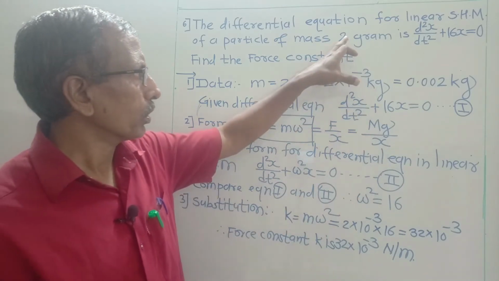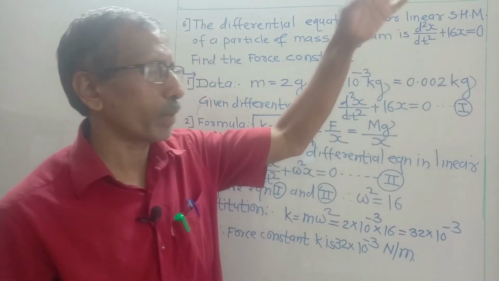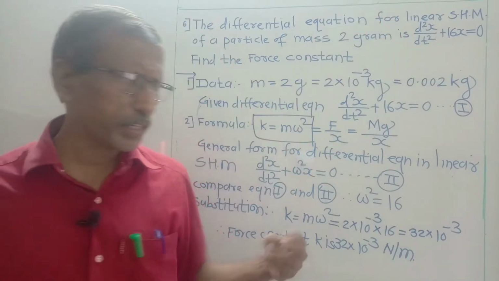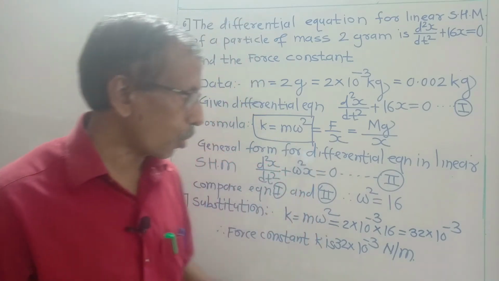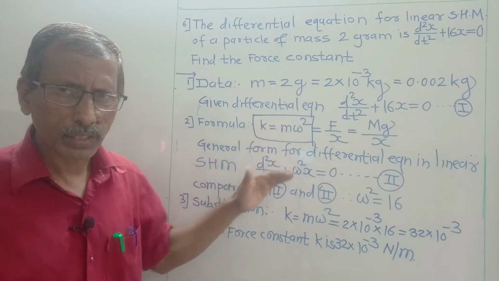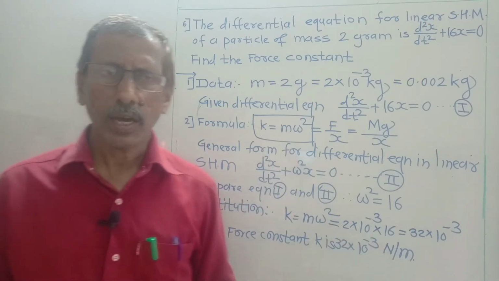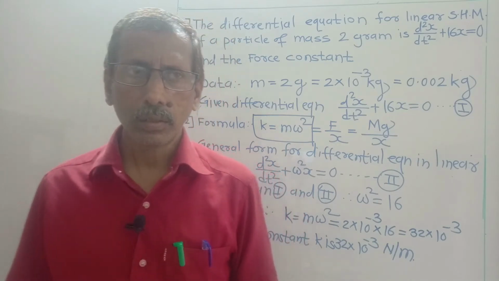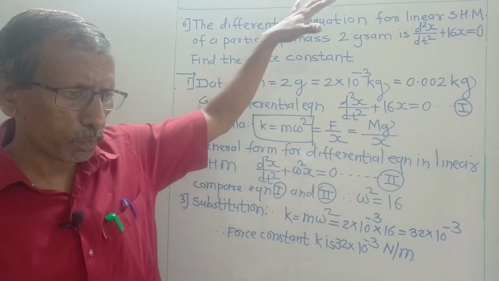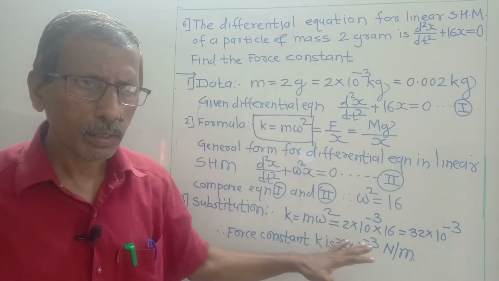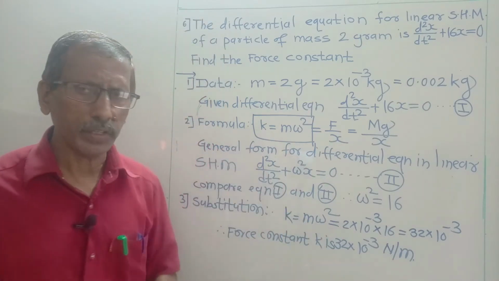So 16 into 2, 32. The mass is given in gram, 10 raised to minus 3. So we can simply find this answer. But in the board exam, you have to show all the steps because every step has some marks. If you write only the answer, it has only half mark or 1 mark, so other marks may be lost. So first you have to develop the study in detail. Then you have to develop the ability to find the same in a shortcut way.